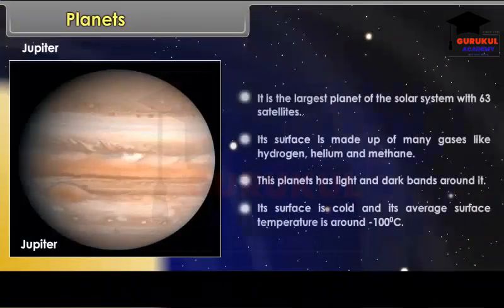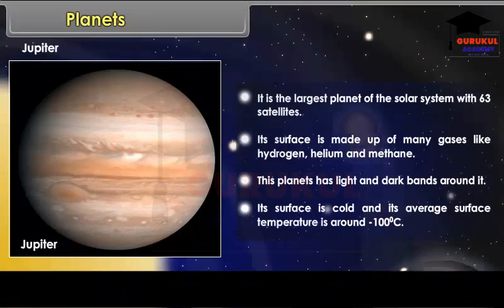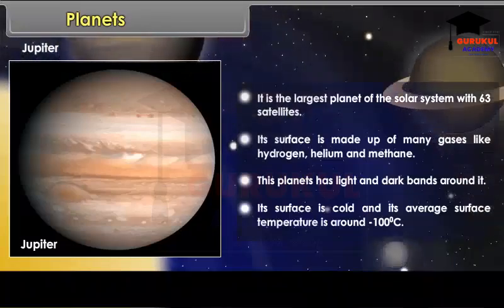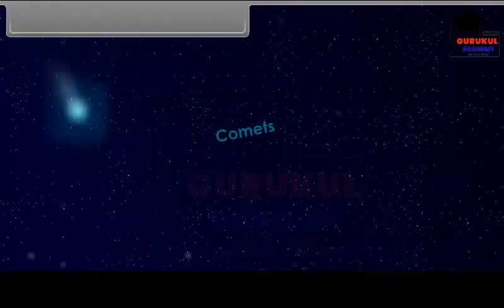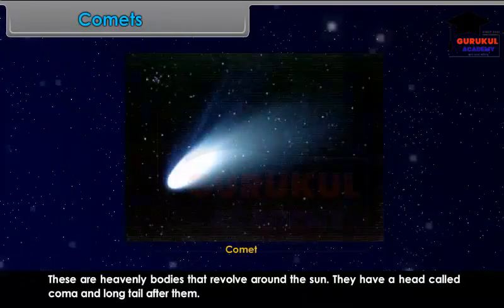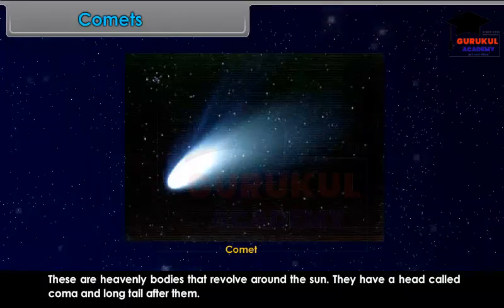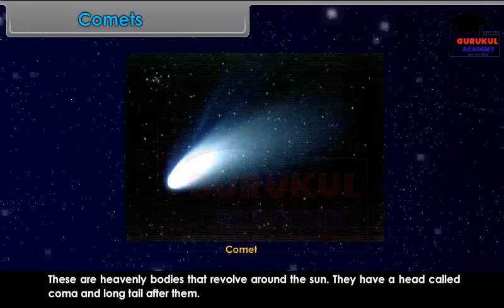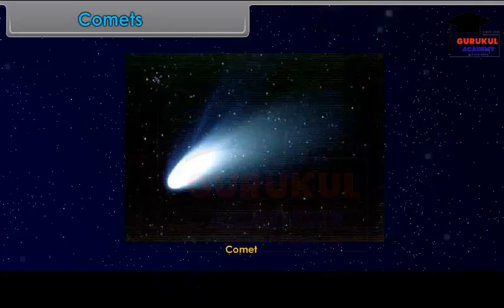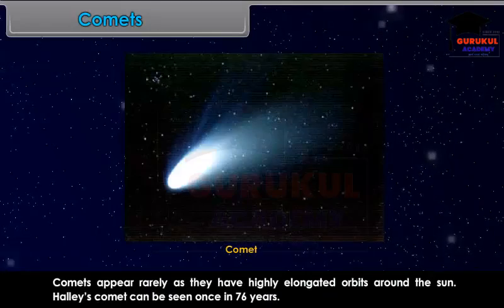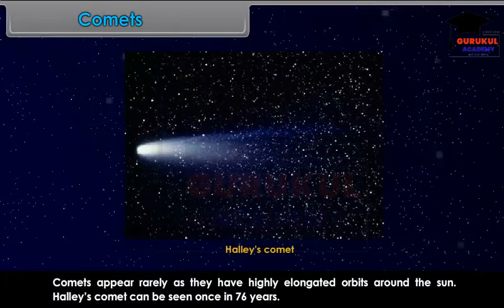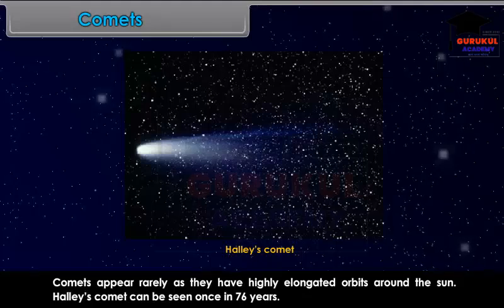Jupiter. It is the largest planet of the solar system with 39 satellites. Its surface is made up of many comets. These are heavenly bodies that revolve around the Sun. They have a head called coma and a long tail after them. They appear as beautiful shining bodies in the sky. Comets appear rarely as they have highly elongated orbits around the Sun. Halley's Comet can be seen once in 76 years.